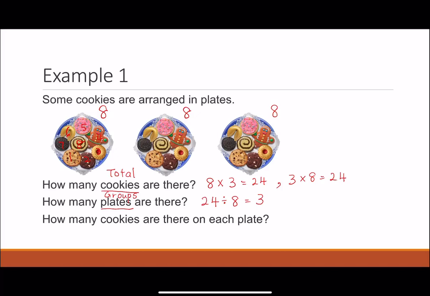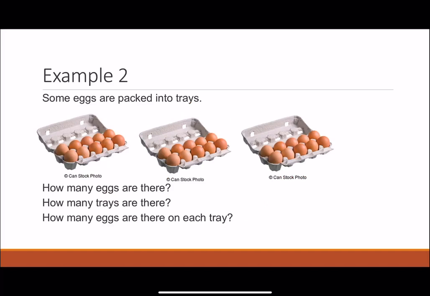How many cookies are there on each plate? So this question, we are to find the number of cookies in each plate. We know that there are 24 cookies in total, and we know that there are 3 plates. So to find the number of cookies in each plate, we divide the total by the number of groups, which will give us 24 divided by 3, which is 8. So there are 8 cookies in each plate. What have we done so far? We have found the family facts of multiplication and division. Let us proceed to the next example.